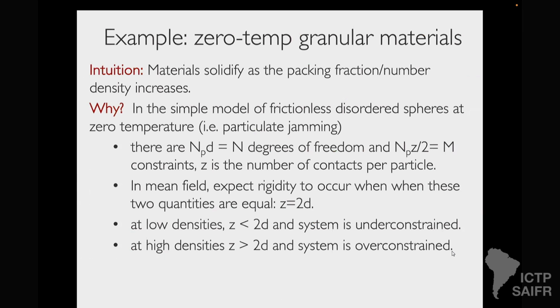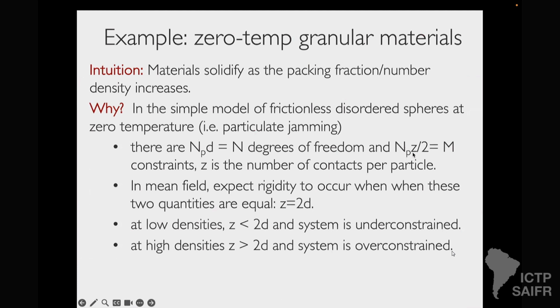Okay, and why is that? Well, if I consider the simplest case of frictionless disordered spheres at 0 temperature, then I have the number of particles times the number of dimensions, degrees of freedom, right? That's the number of ways the particles can move. And when I increase the density and 2 particles start to touch one another, that interaction between the 2 particles introduces a constraint. So if each particle has little z number of contacts or neighbors that are contacting it, then the total number of constraints in the system is the number of particles, NP, times z, which is this number of contacts per particle. And then I have to divide by 2 because each contact is shared between 2 particles.